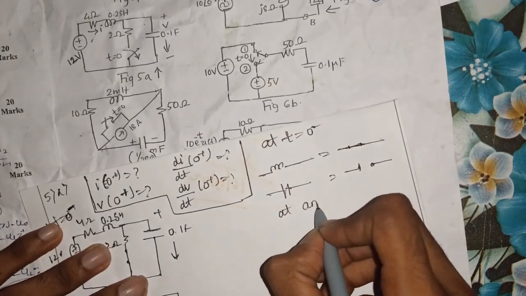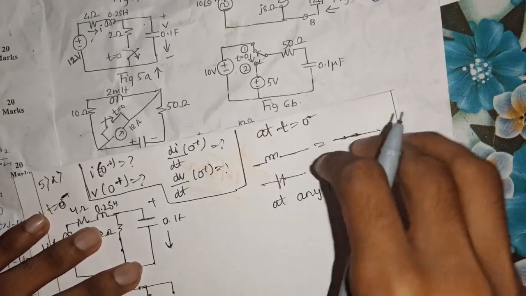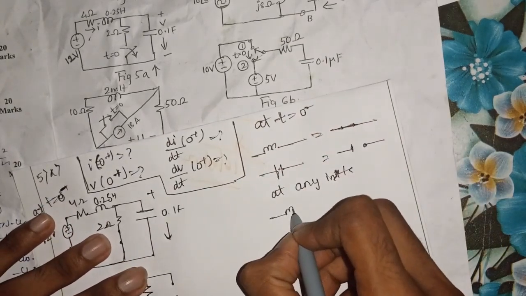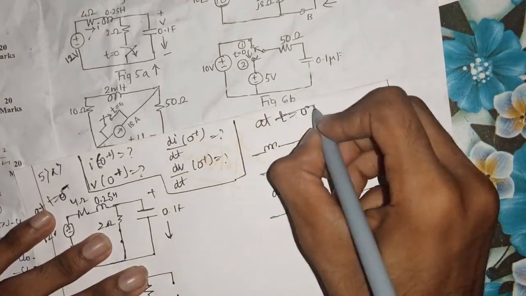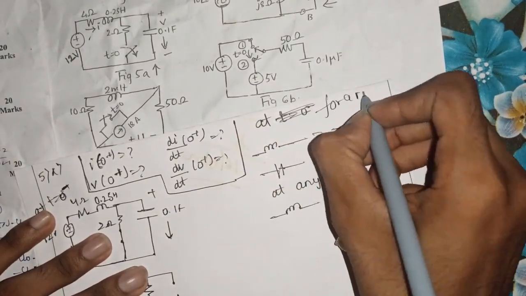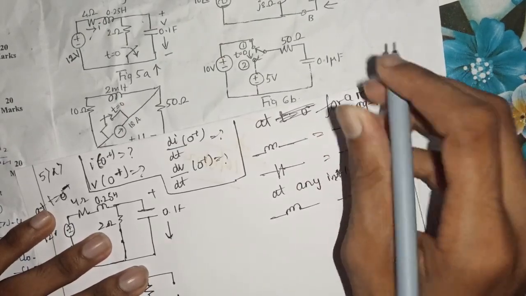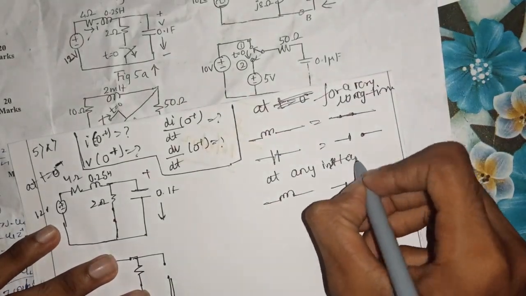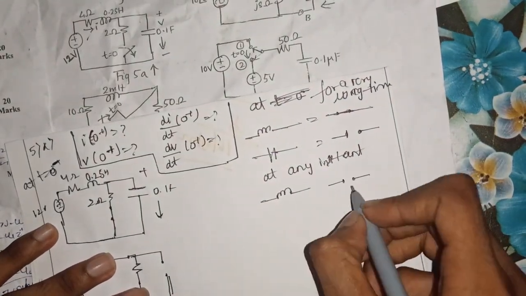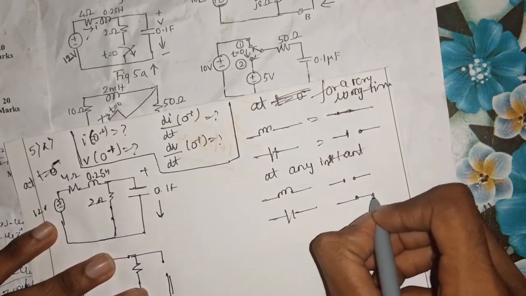This is for a very long time, it may be 10 minutes, it may be 15 minutes, etc. At the switching instant, at any instant, your inductor acts as an open circuit, whereas your capacitance acts as a short circuit.